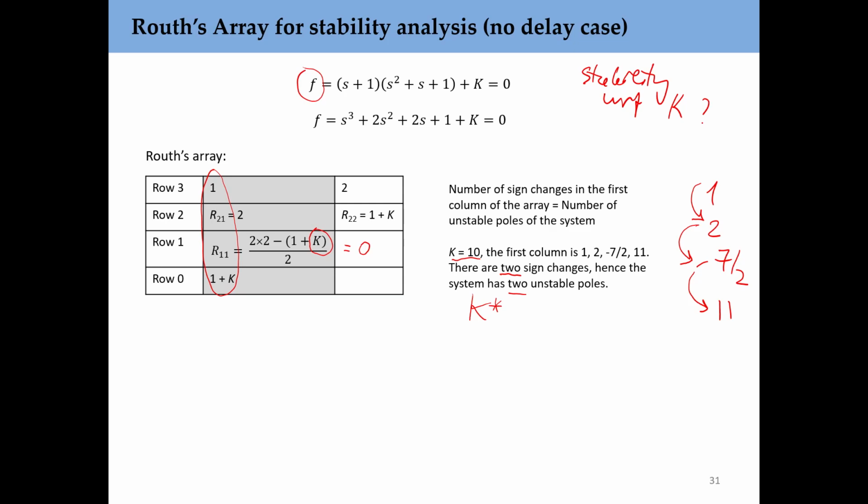And that k star is the boundary, imagine, between stable and unstable behavior. Because if k is less than k star, the system will be stable. If k is greater than k star, the system will be unstable. So we want to find an exact value for the boundary separating stable from unstable behavior of the system in the k parameter space. And that we can easily find. K star equals 3 will separate the system from stable to unstable.